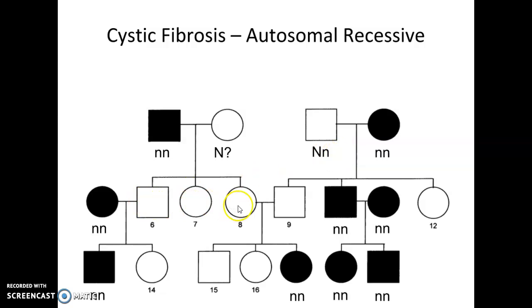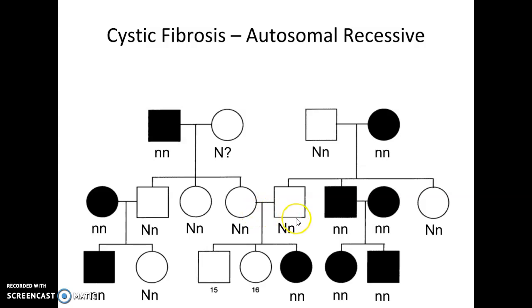Down on this line, we know each of these individuals does not have cystic fibrosis, but they have a dad that does, so they must all be heterozygote. Similarly, for 9 and 12, neither of these people have it, but they have a mom that has cystic fibrosis, so they must be carriers. Down to number 14, similar pattern. Mom has it, dad doesn't, 14 doesn't, so has to be heterozygote.